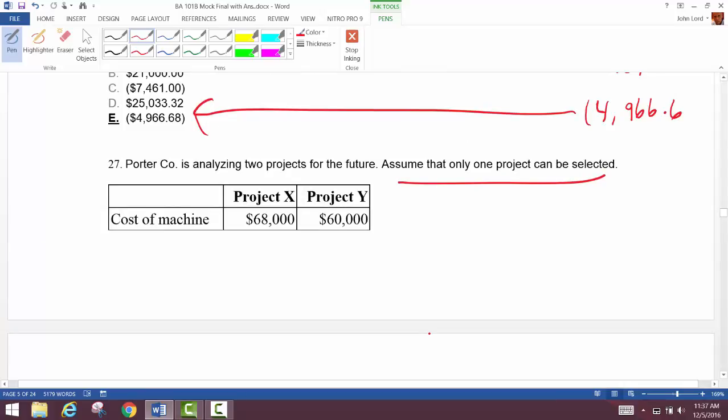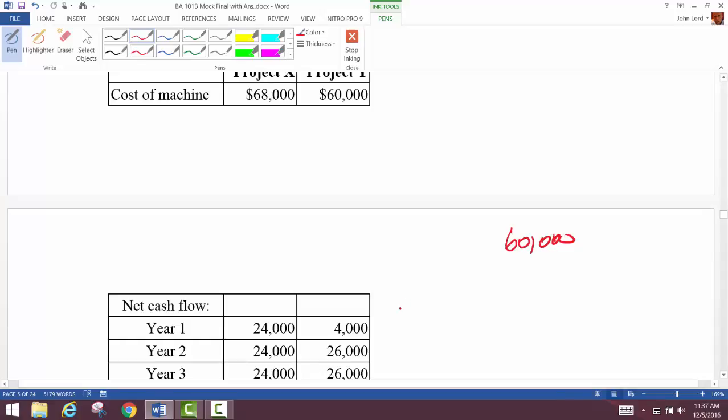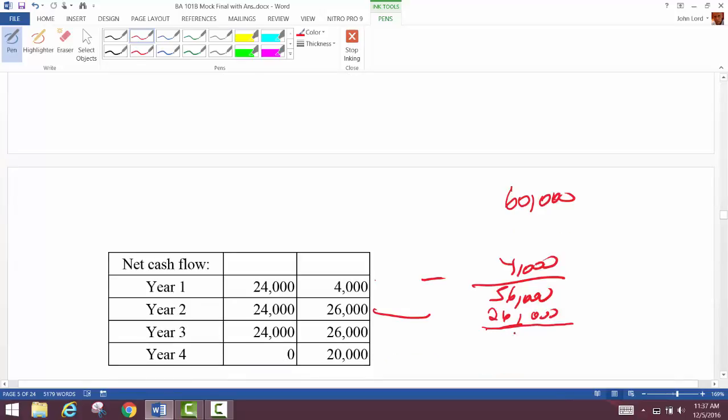If I look at project Y, I have to recover 60,000. I get 4,000 in year 1, so I still would not have recovered it by year 1. I take 4,000 off of that, and I've got 56,000 left to go. I take 26,000 off of that for year 2, so I still don't have it in year 2. That leaves 30,000, and I take off 26,000. So by the end of year 3, I still have not recovered my costs. I still have 4,000 to go. It's not until sometime in year 4 that I'm going to pick up that money.